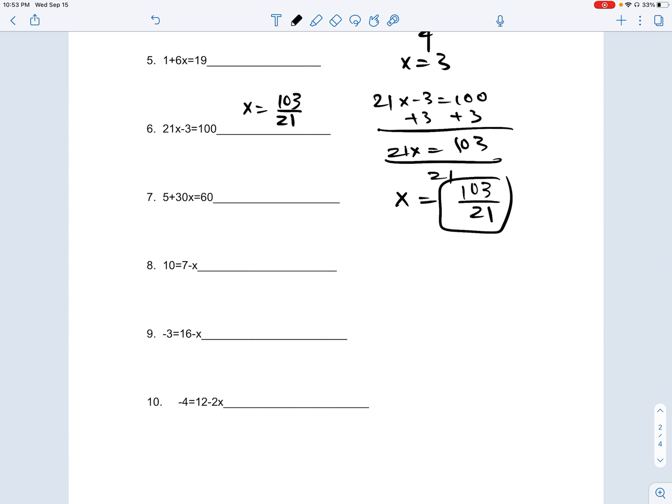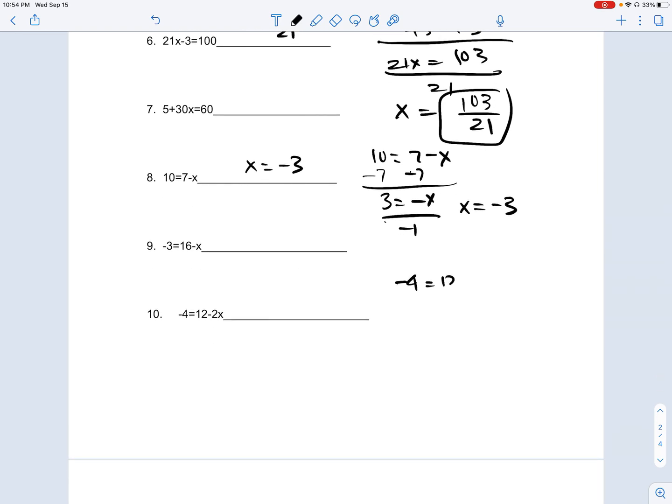Moving on. You have 10 is equal to 7 minus x. Well, that's really easy. You just have to subtract 7 on both sides and you get 3 is equal to negative x. Divide by negative 1 on both sides and you get x is equal to negative 3. And that would be our only solution.